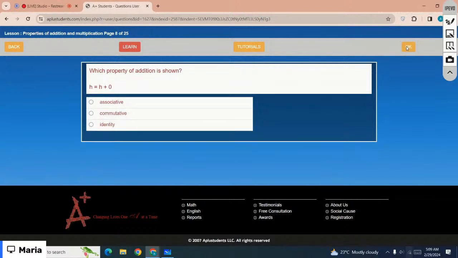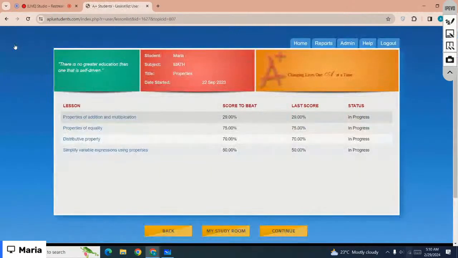Which property of addition is shown? H equals H plus 0. The correct option is identity, right? Okay, you can complete the lesson by yourself later today. Let me just move on to the next lesson.